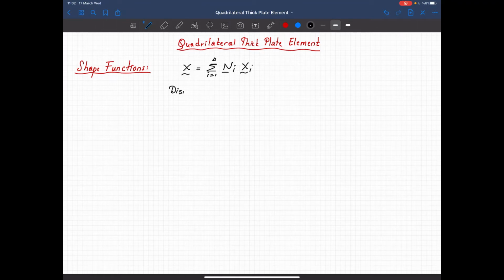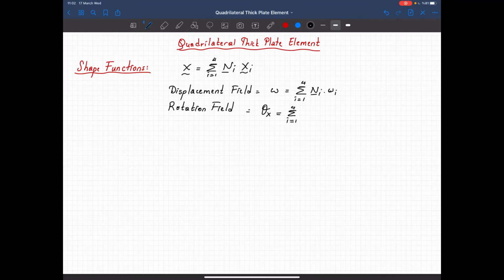My displacement field, so we have only transverse displacement here, will be equal to w, and it will be again interpolated using bilinear shape functions. And also we need to define the rotation field. So theta x is equal to the sum over i equals 1 to 4 of Ni theta x i, and theta y is equal to the sum over i equals 1 to 4 of Ni theta y i. Okay, so we are using the bilinear shape functions for all the interpolations.